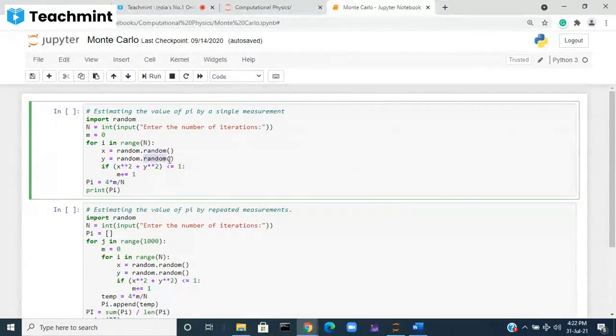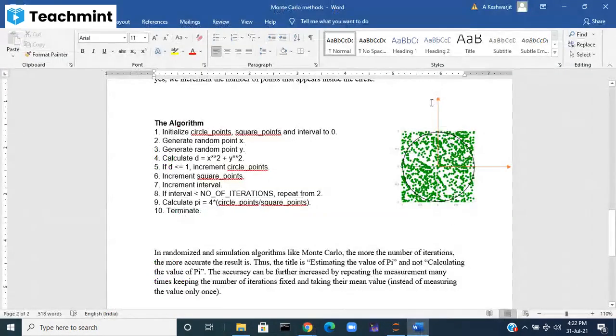Let us come back to the picture here. If the value of x lies between 0 and 1 and the value of y lies between 0 and 1, it simply means the first quadrant. All the points lie inside the first quadrant. Look at this picture. It has 4 quadrants: first quadrant, second quadrant, third quadrant, fourth quadrant.